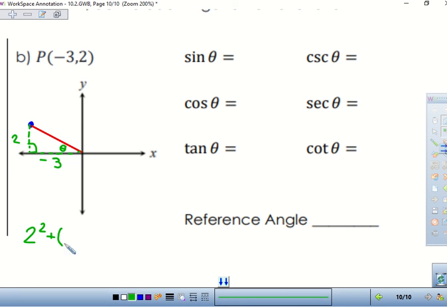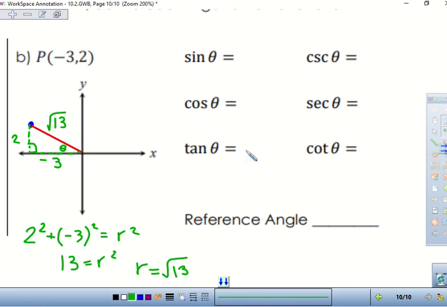2 squared plus -3 squared is equal to r squared. That's 13 is equal to r squared, which means r equals the square root of 13. You can't do anything with that. You're going to leave it as the square root of 13. Everybody understand how we got that, square root of 13?